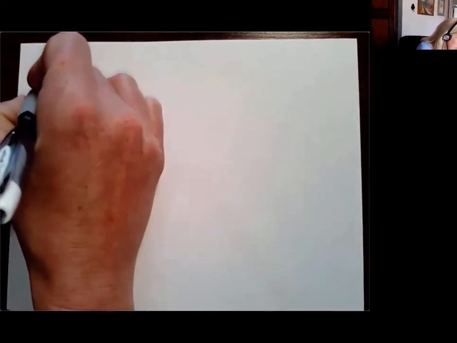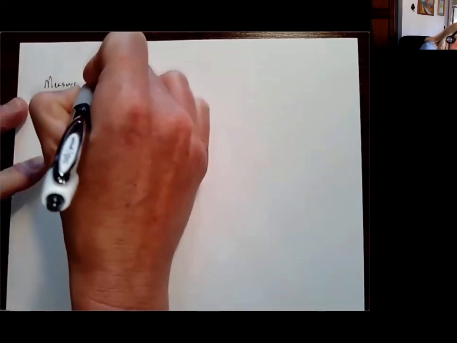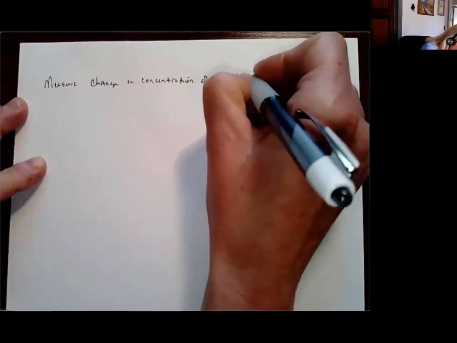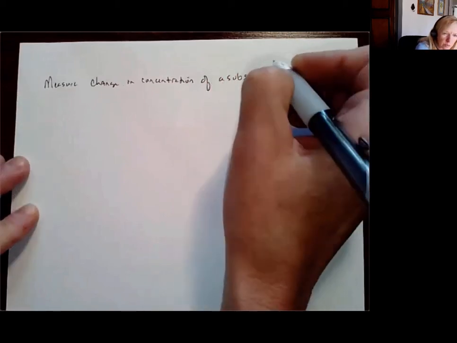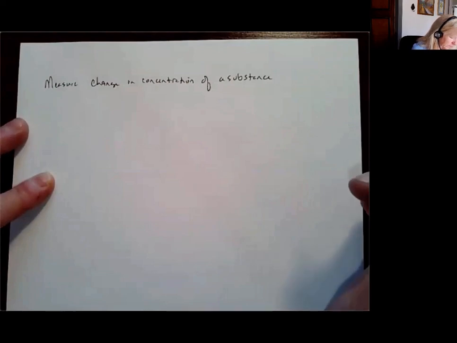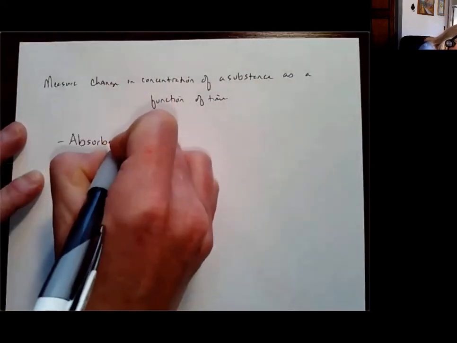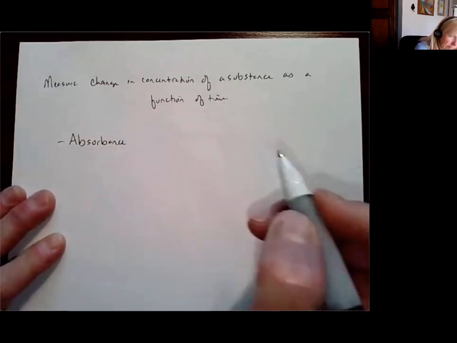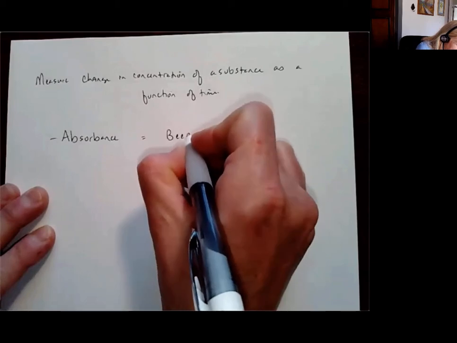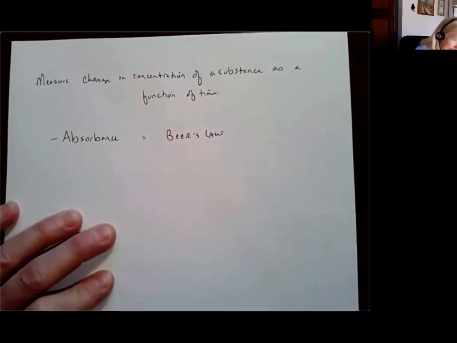One of the ways that we measure the change in concentration of a substance, and it doesn't matter if it's the reactant or the product, because I can relate them back to the rate by that rate expression, as a function of time, is absorbance using a spectrometer. There's a particular relationship that allows us to do this. This is called Beer's Law, named after a guy named Beer, not because he really liked beer a lot.